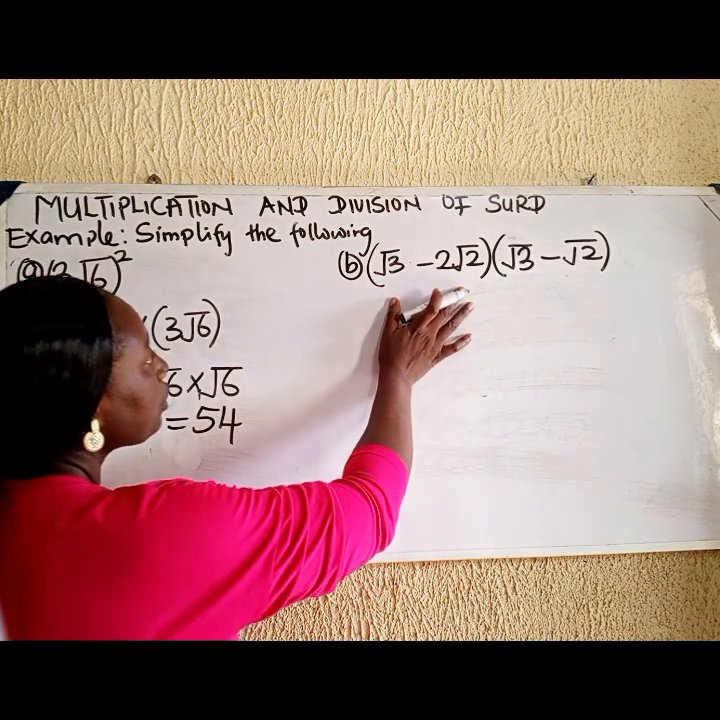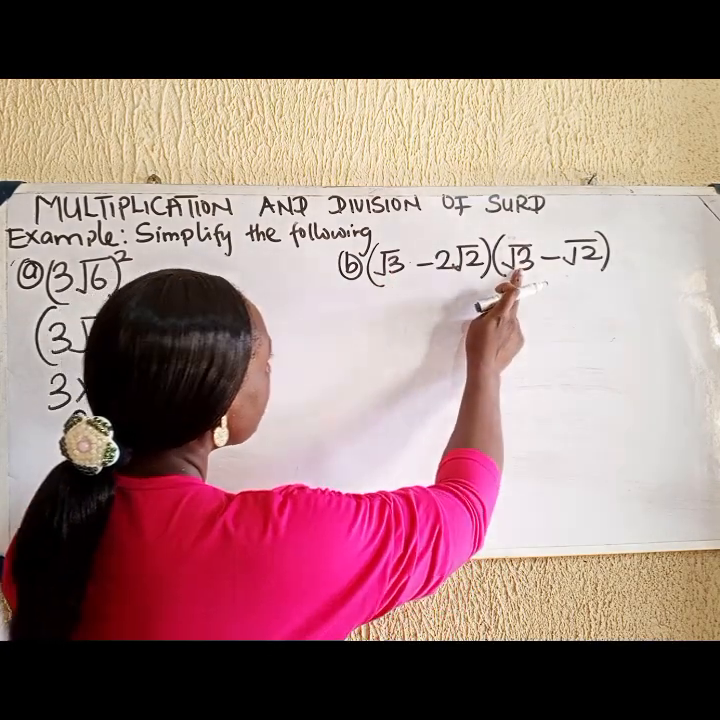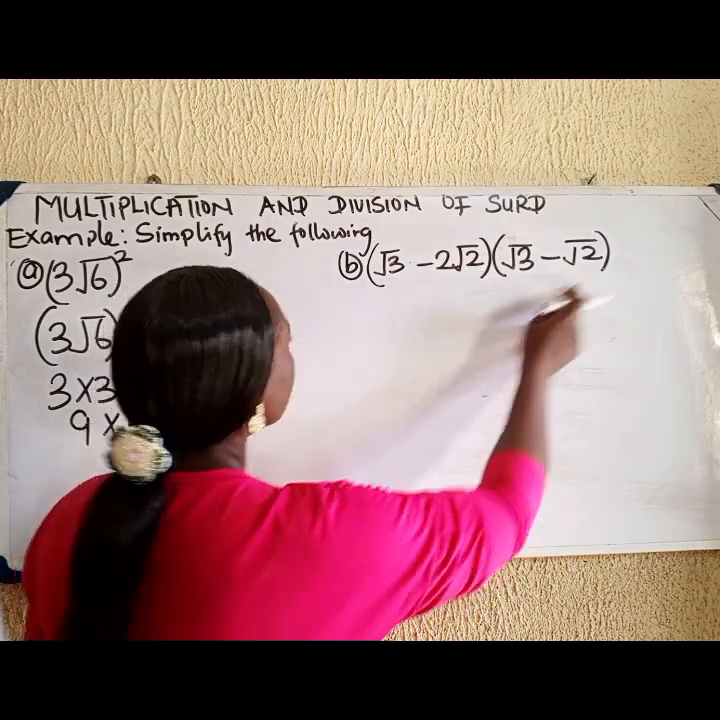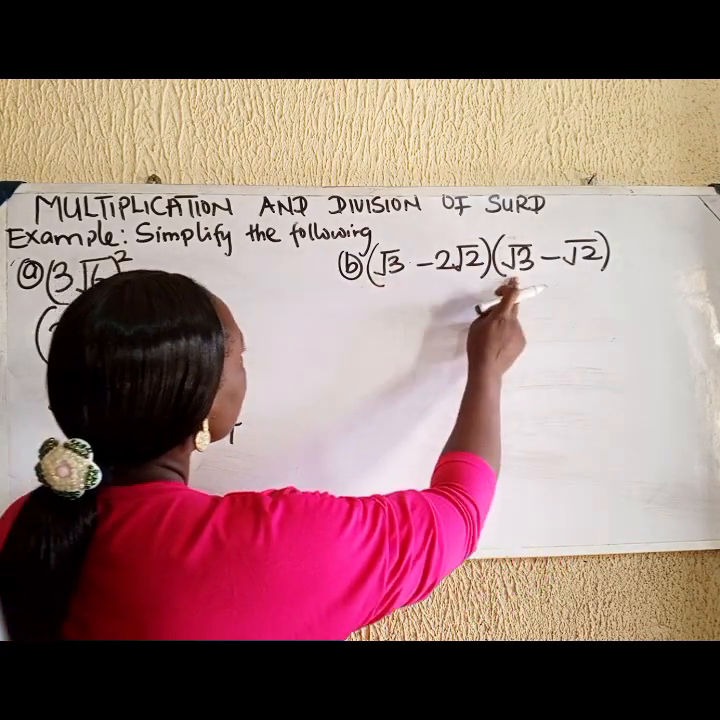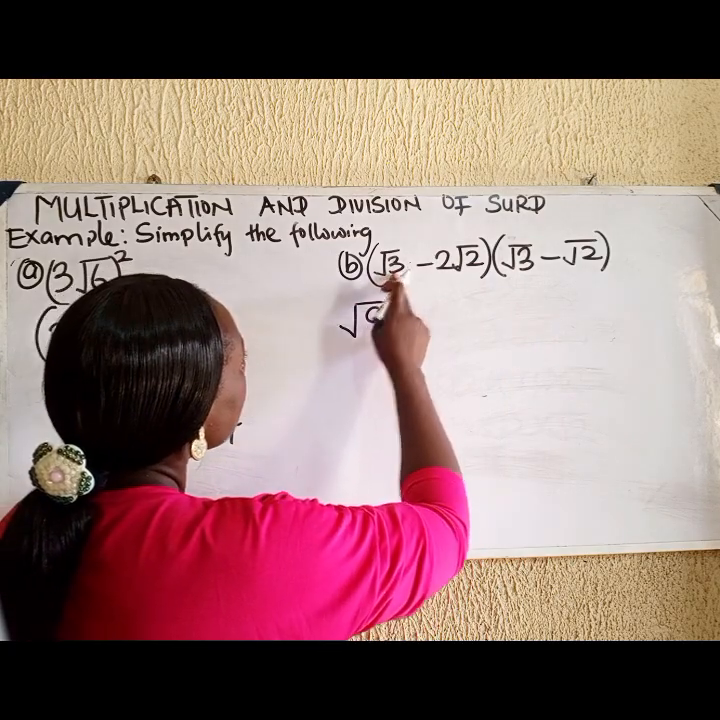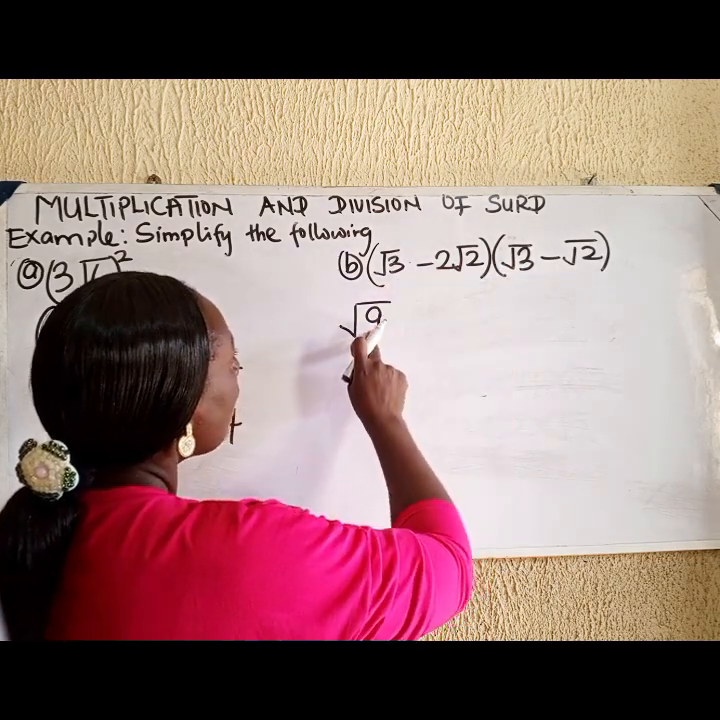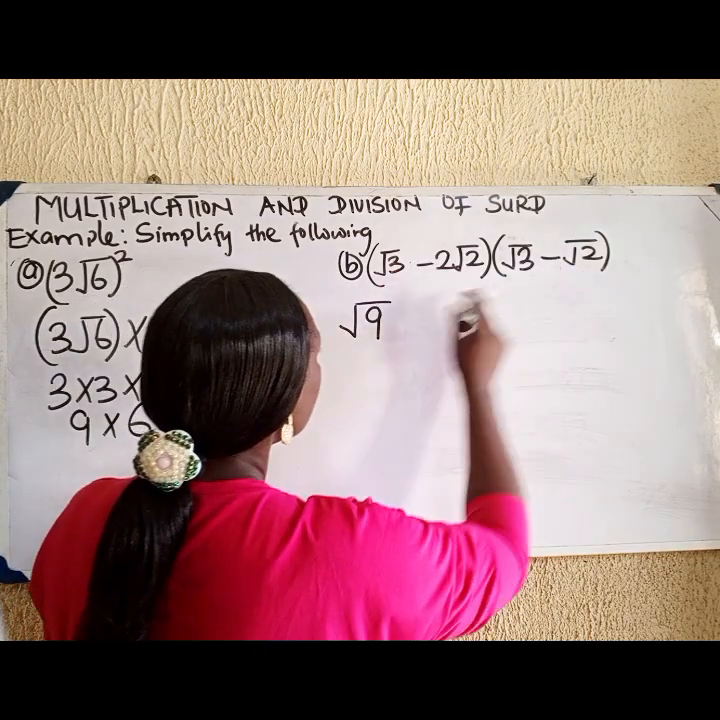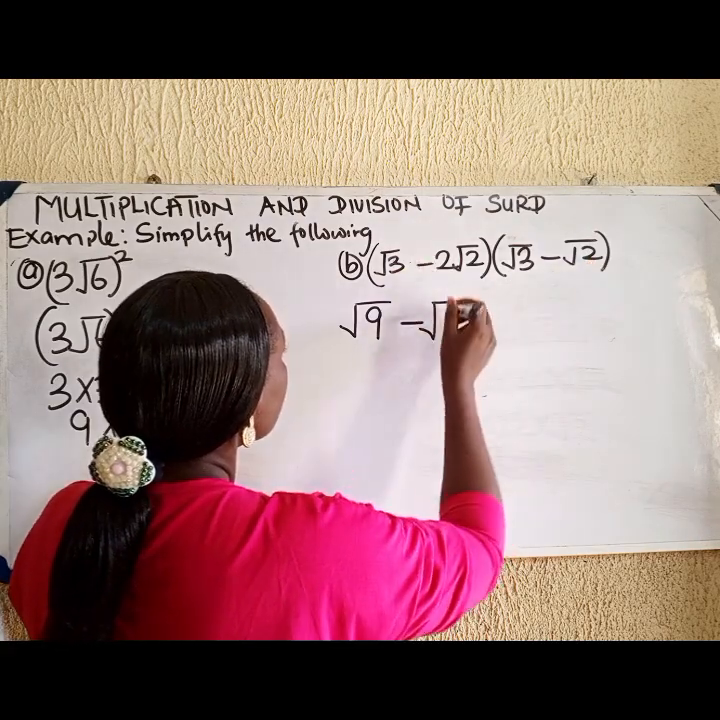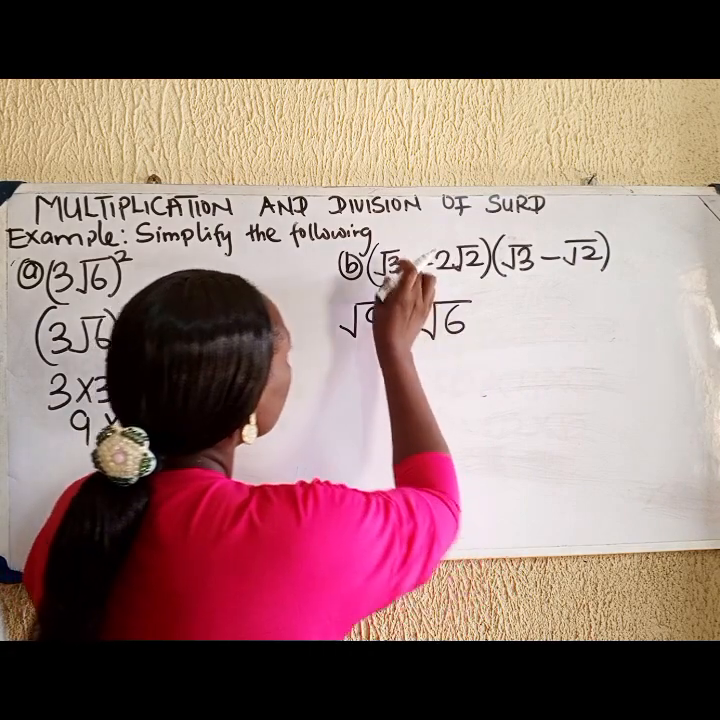I hope it's clear. Now coming to this place, we multiply. This will multiply this first. This again will multiply this. After that, I will now use this one. So I have root 3 times root 3 is equal to root 9, because 3 times 3 is 9. Then root 3 times minus root 2, I have minus. Root 2 times 3 will give me 6. So both of them will give me root 6. I'm through with this one.